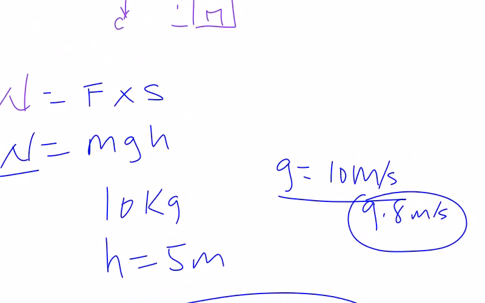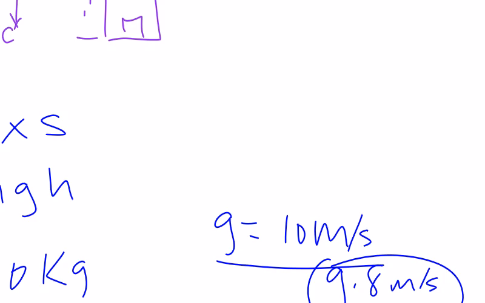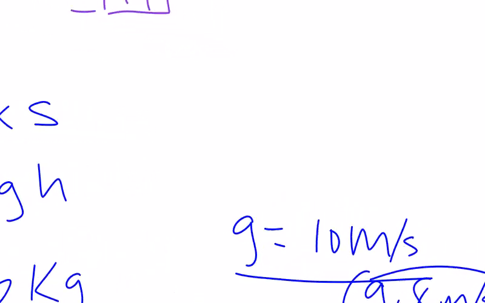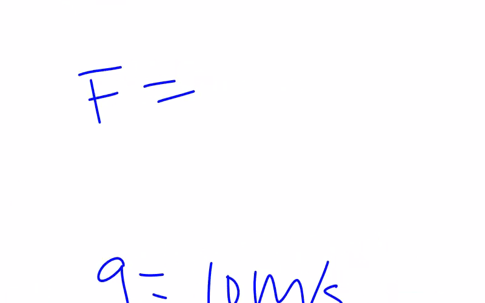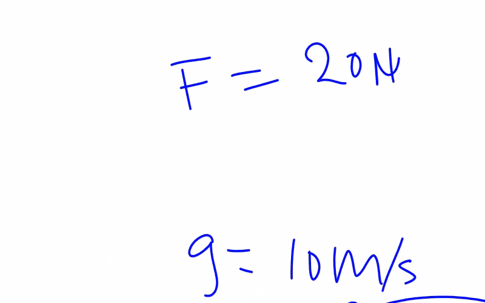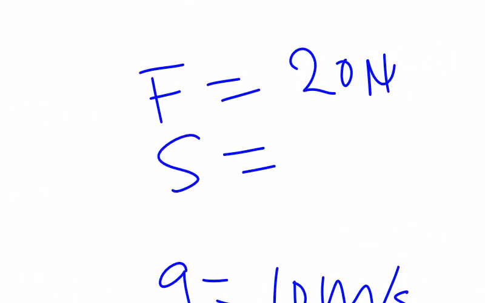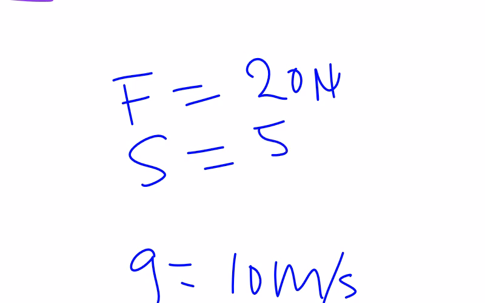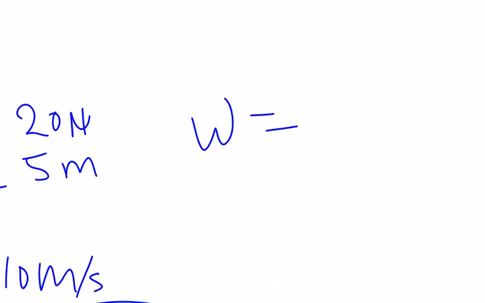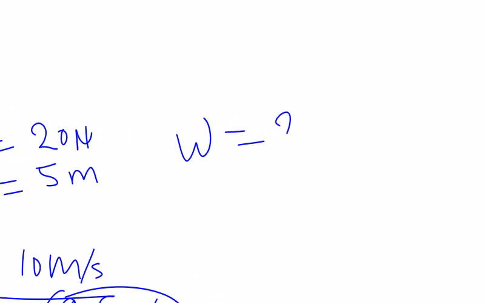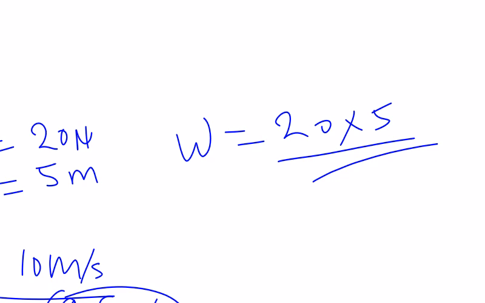So this is just mechanical work. Now I can give you another question that requires you to find the work, but now I'll give you force, which is equal to, let me say, 20 newtons, and distance is equal to, let's say, 5 meters again. So now for you to calculate work, it's just W equals F times S, which is 20 times 5. So this is your work. And this is just for mechanical work.